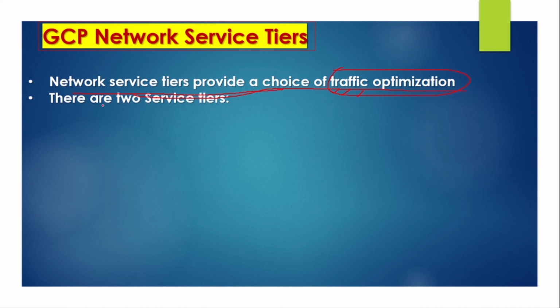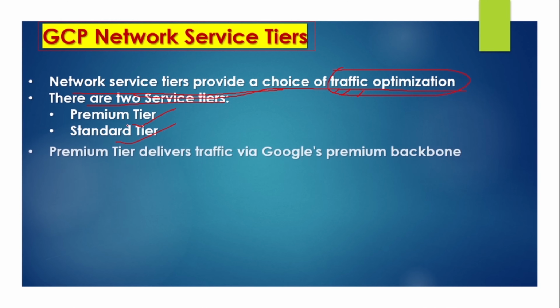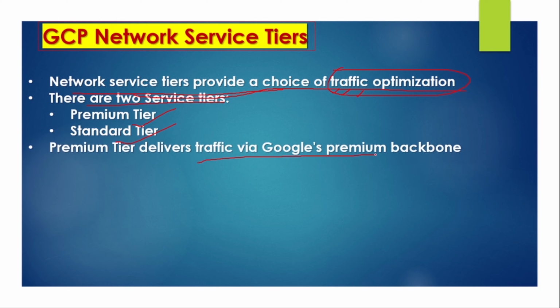There are two types of service tiers. One is the premium and the other is the standard tier. The premium tier will deliver traffic via Google's premium backbone. So this premium backbone, what does that mean? We discussed earlier, Google has a very expansive infrastructure where some of Google's own services like Google Search, Gmail, or YouTube are running.